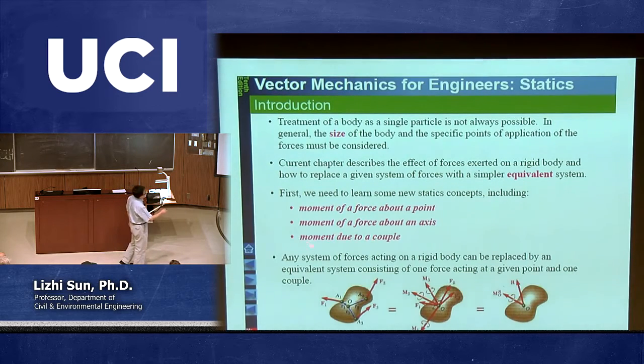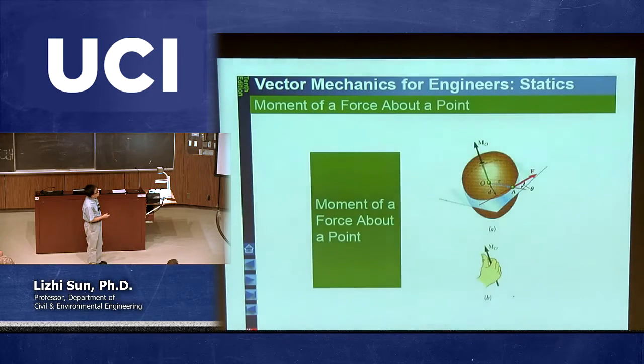The third kind of moment is called a moment due to a couple. This is not a real kind of physically existing moment. It is a virtual thing, but it helps us to move forces from one point to another point. And that's why we're also talking about the third type of moment called a moment due to a couple. So let's quickly go through these three kinds of moments.